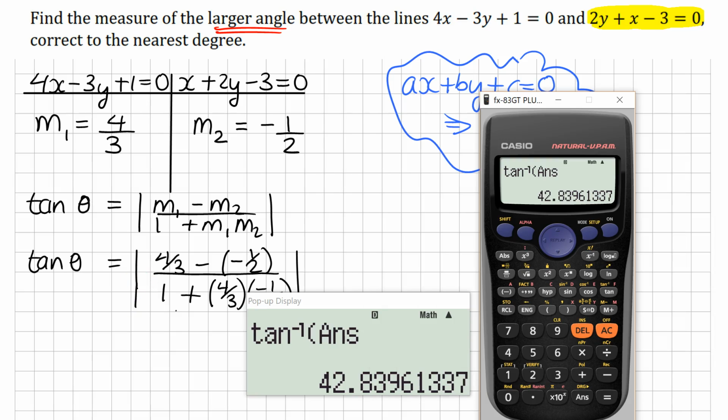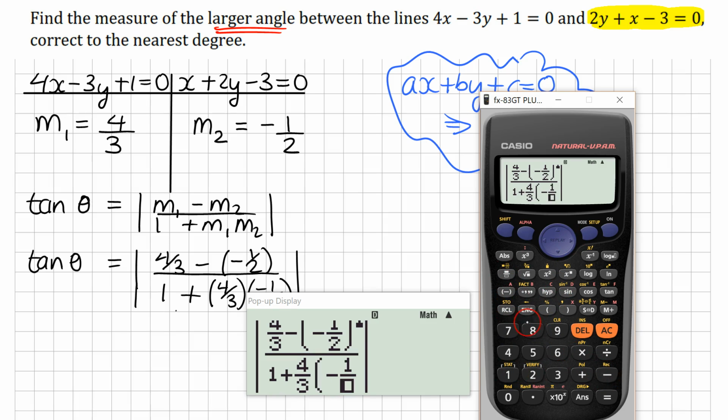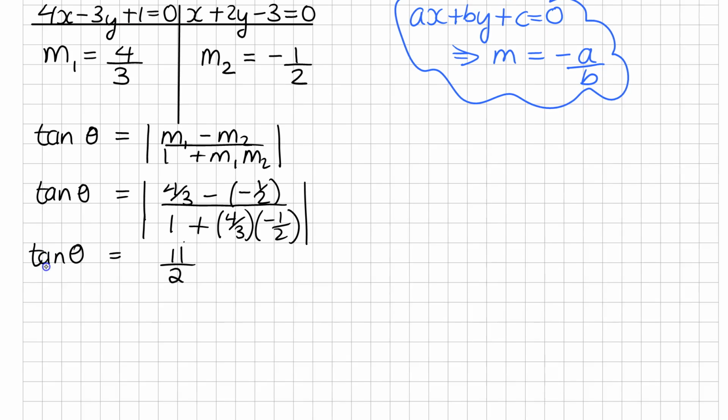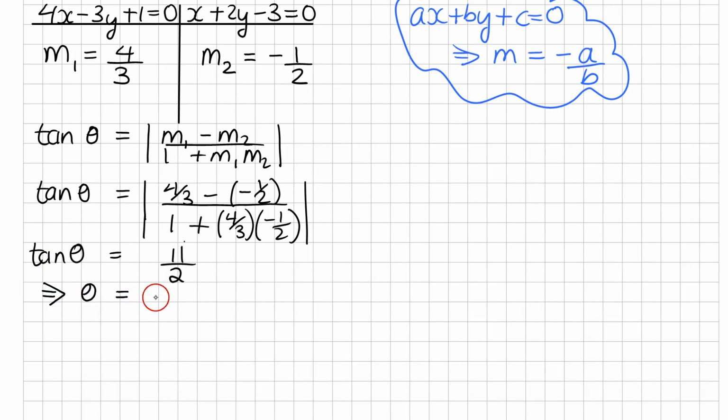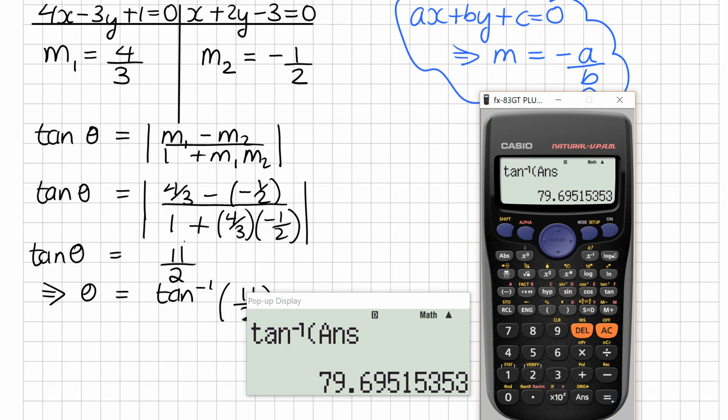Okay, so then off to my calculator again. Absolute value, fraction, 4 over 3 minus a half, over (1 plus 4 over 3 times minus a half). Okay, so we get 11 over 2. Okay, and then this implies that theta is equal to inverse tan of 11 over 2. So back to our calculator again. Inverse tan, that answer is 79.69, so 79.70 degrees.